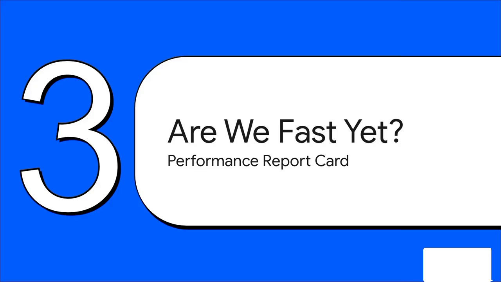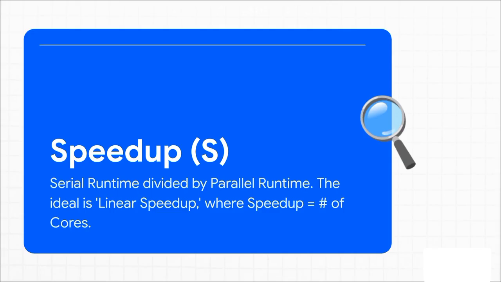Okay, so we've written our amazing parallel program. We've wrangled the memory, we've sorted out the I/O. Now comes the moment of truth. Was it all worth it? Is the thing actually fast? We need some way to grade ourselves, like a report card for our parallel code. The first grade on that report card is a number we call speedup.